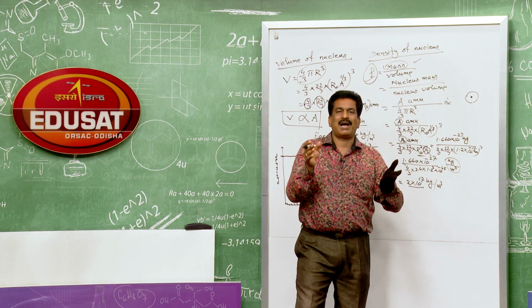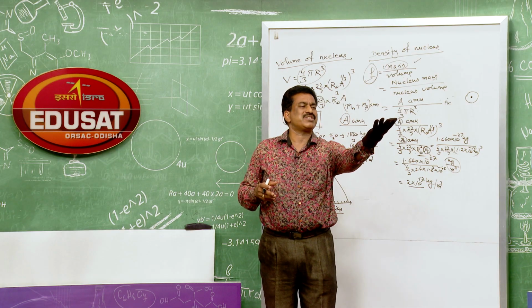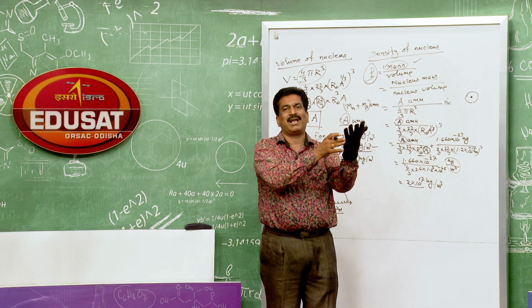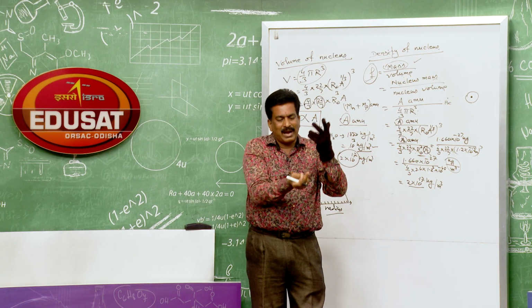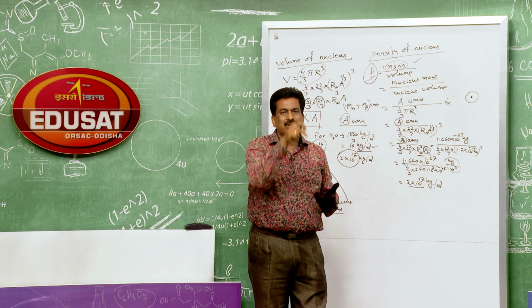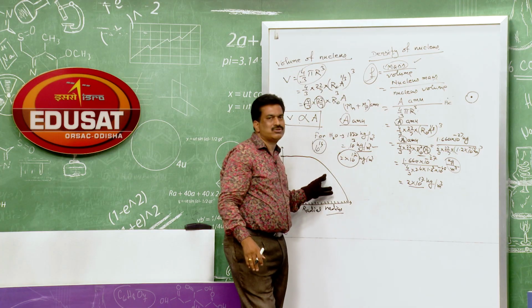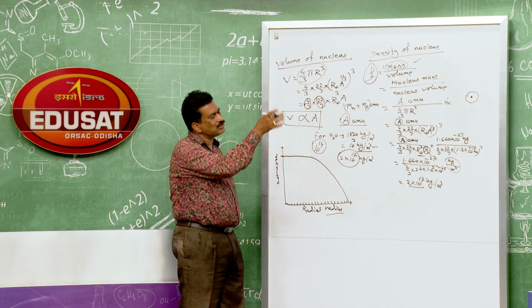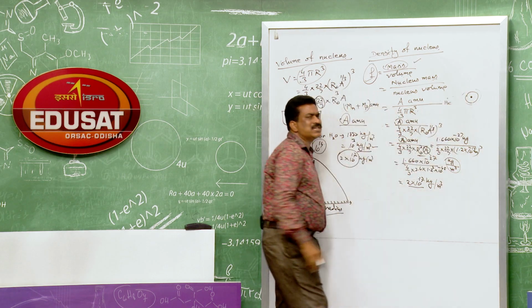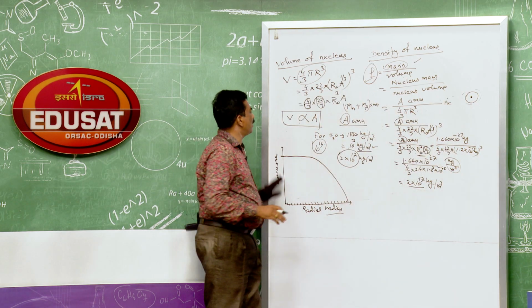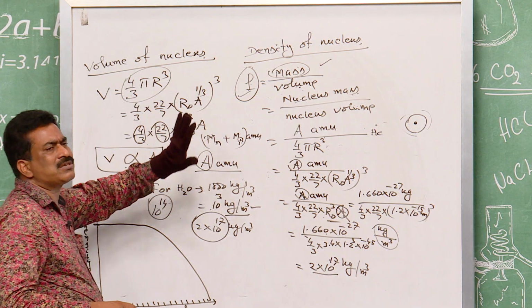The shape of the earth is like an orange. If you look at an orange from a distance, it appears spherical, but when you come near to it, you will find that the upper and lower sides of the orange are oval. So it is not completely spherical. Here also, in every diagram we take the nucleus as spherical, but it is not completely spherical.